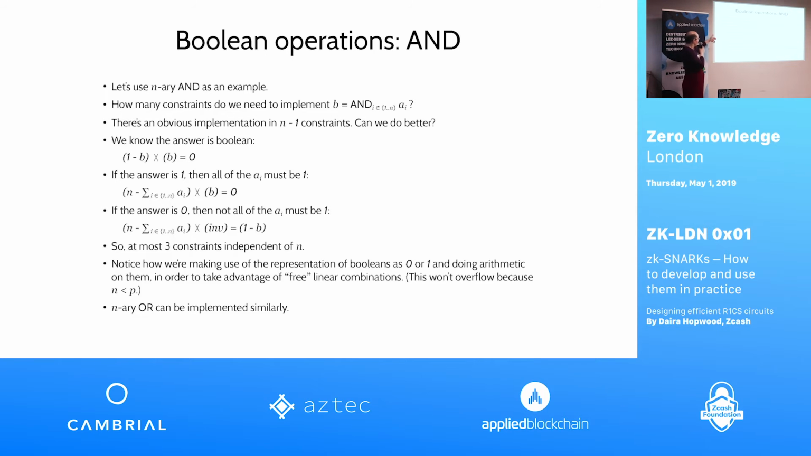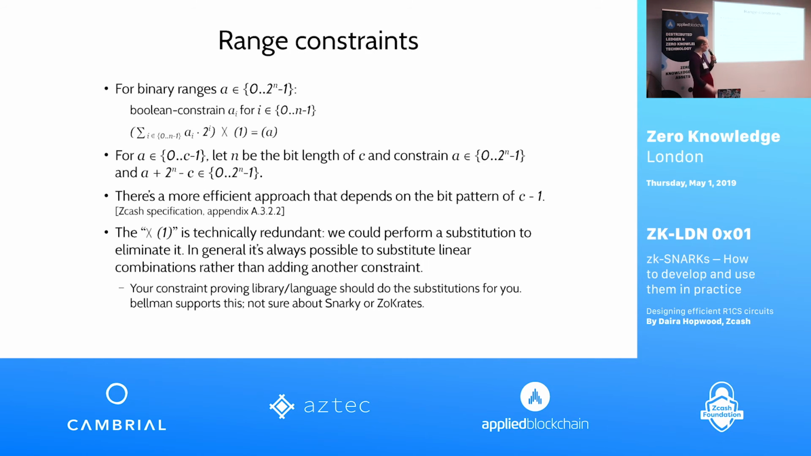So this is the kind of trick that we can use to, in this case, implement an n-ary AND for any n in just 3 constraints. And there are lots of tricks like this. What we've done here is we haven't constrained ourselves to treating Booleans just as Booleans. We can take advantage of the fact that they're represented as integers. Okay, and we can do OR in the same way. Simple.